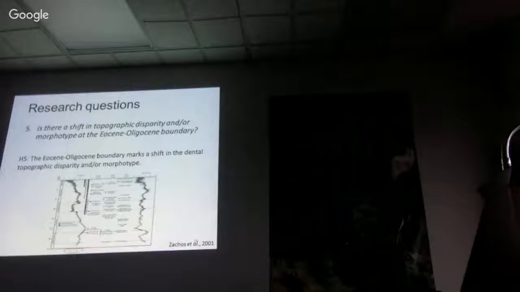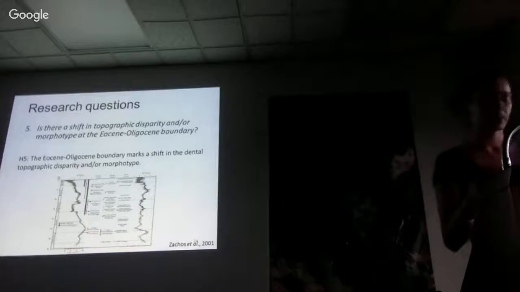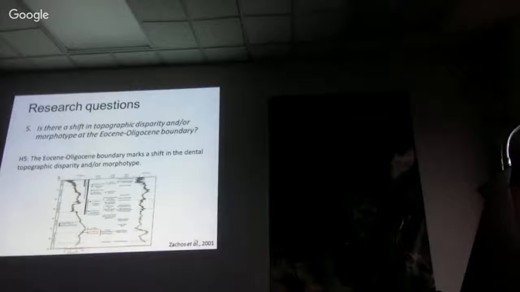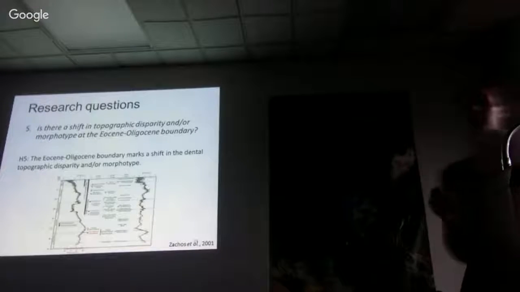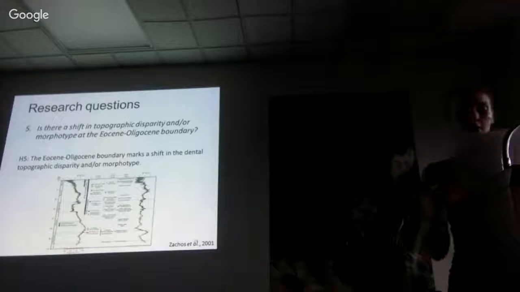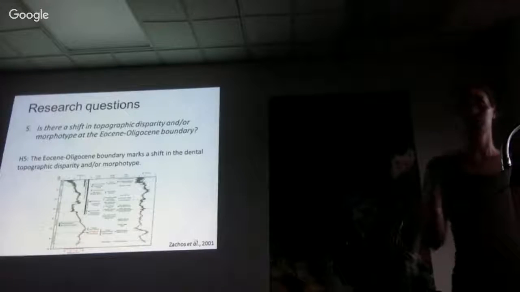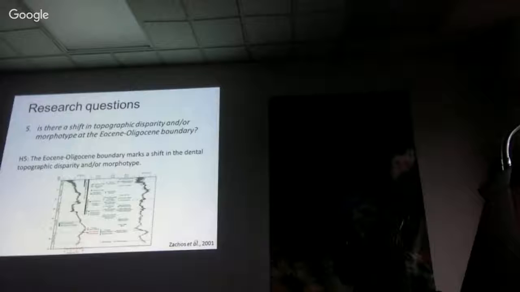Question 5. Is there a shift in topographic disparity and/or morphotype at the Eocene-Oligocene boundary? The Eocene-Oligocene boundary marks a shift in global climate with a drop in mean temperature and more seasonal weather. We already see some changes in the primate lineages around this time from the Fayum region, where stem Strepsirrhines go locally extinct. So this is just at the Fayum site, they still survive elsewhere.